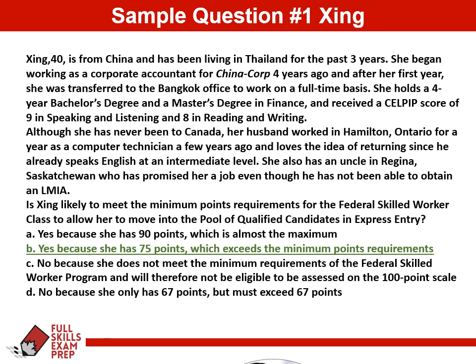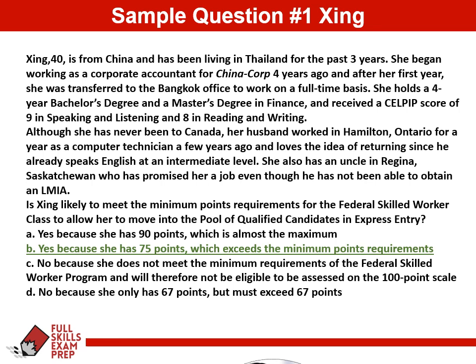Now we have the adaptability portion that we just saw. Although she's never been to Canada, her husband worked in Hamilton, Ontario for a year as a computer technician a few years ago. Loves the idea of returning since he already speaks English at an intermediate level. She also has an uncle in Regina, Saskatchewan, who's promised her a job, even though he's not been able to obtain an LMIA. And as you remember, that didn't give any points.